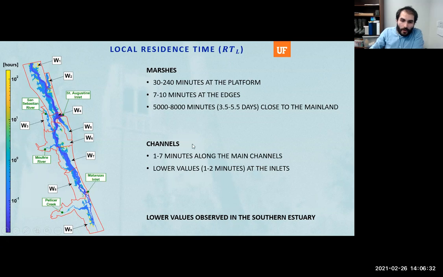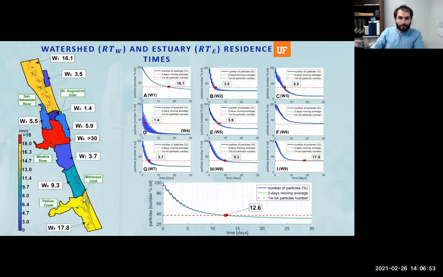And for the channels, we have lower values, obviously, that go from 1 minute here at the inlets and reach about 7 minutes along the channels, obviously, because the velocities are lower. And the lowest values of this residence time are placed here at the southern part of the estuary.